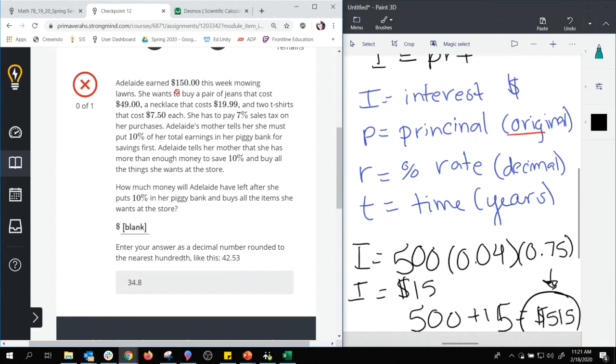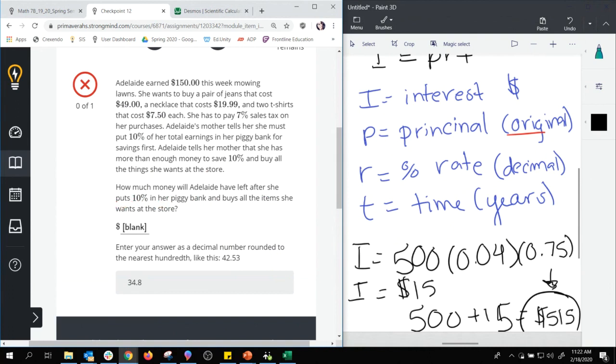All right. Adelaide earned $150 this week mowing lawns. She wants to buy a new pair of jeans that cost $49, a necklace that costs $19.99, and two shirts that cost $7.50 each. She has to pay 7% sales tax on her purchase. Adelaide's mother tells her she must put 10% of her total earnings in her piggy bank savings first. Adelaide tells her mother that she has more than enough money to save 10% and buy all the things she wants at the store. How much money will Adelaide have left after she puts 10% in her piggy bank and buys all the items she wants at the store?